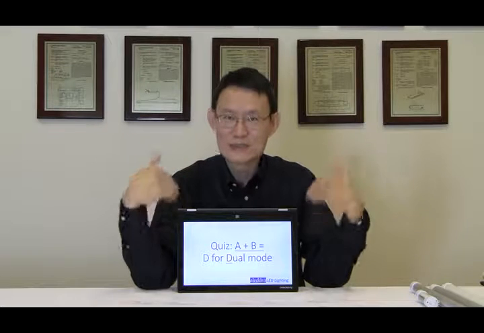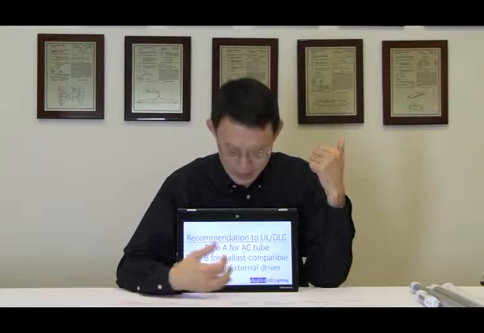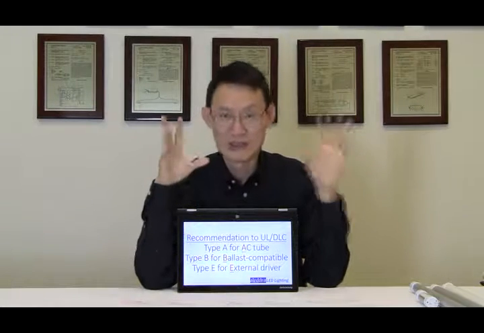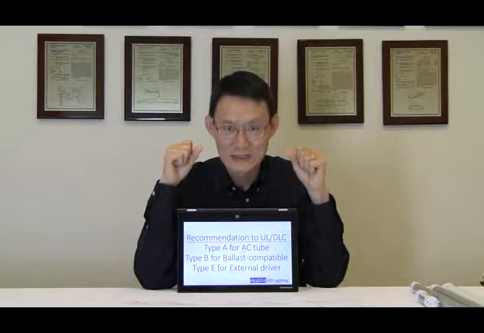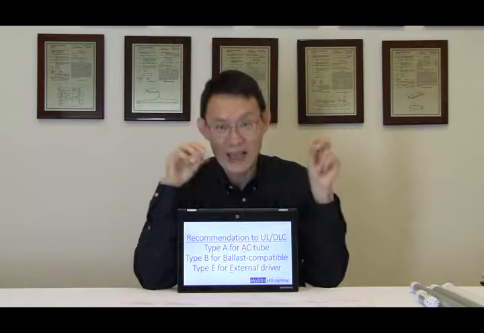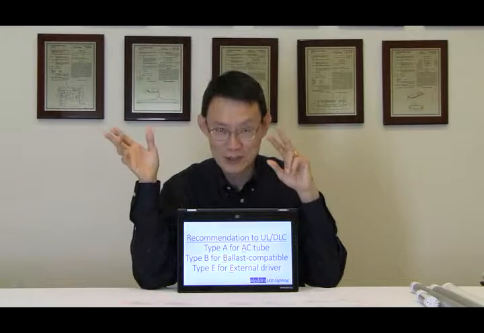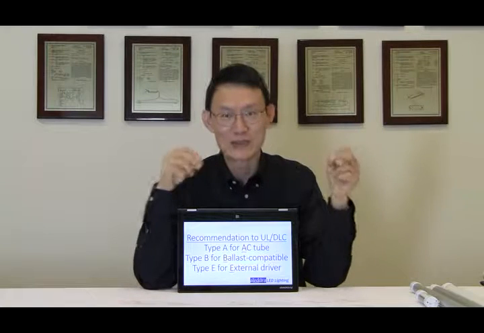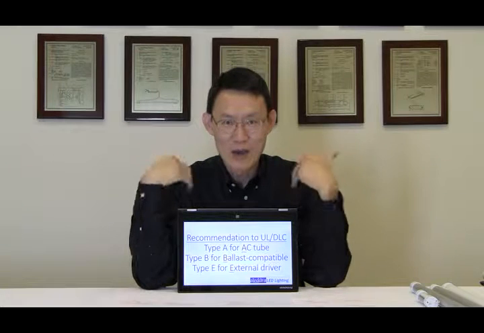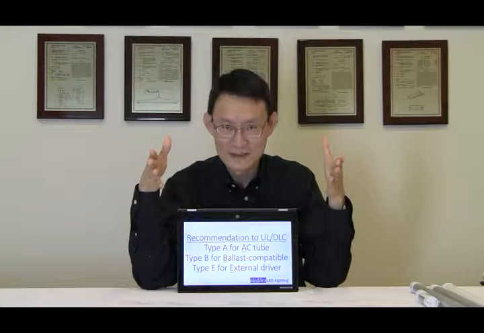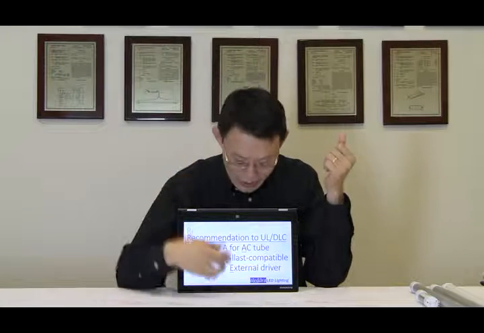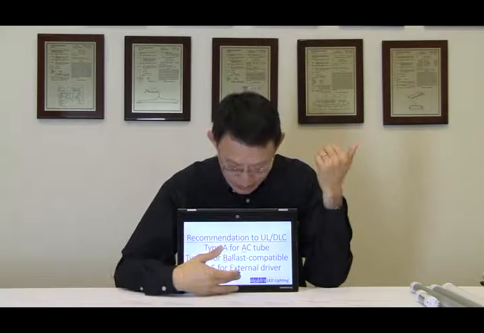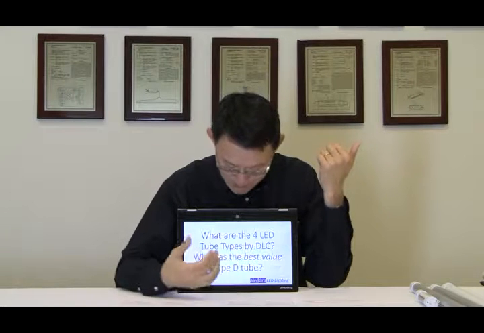If that's easier for you to remember, I think this one is something you like. This is what we recommend DLC and UL do: change the naming convention. Let's say type A is the AC line voltage tube, type B the ballast compatible tube, and type E the external driver tube. That will help out the old folks to remember everything, right? Well, until they change that, we're stuck with whatever we have today.